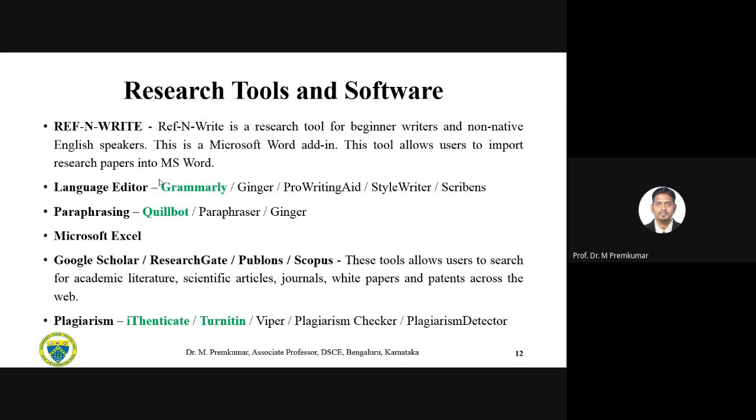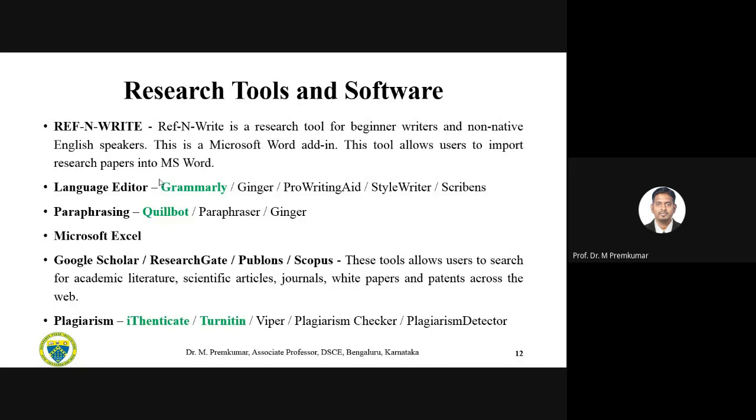Okay, and the next very important tool is the paraphrasing tool. As I discussed in the first slide, most researchers are struggling with plagiarism. If you want to avoid or reduce plagiarism, these tools may be useful. Maybe you can use Quillbot, or a paraphraser, or even Ginger. Quillbot can be useful for grammar checks also, but that is in beta version.